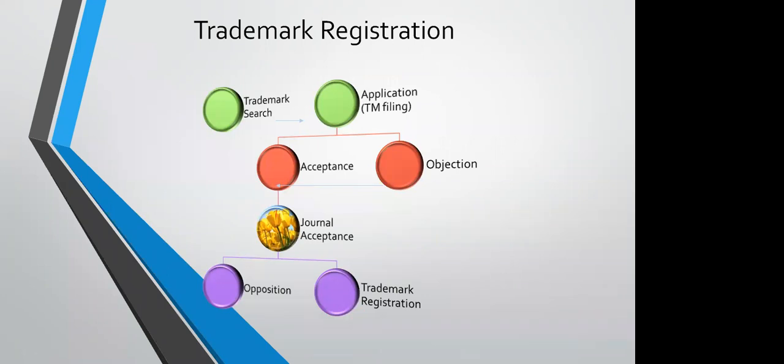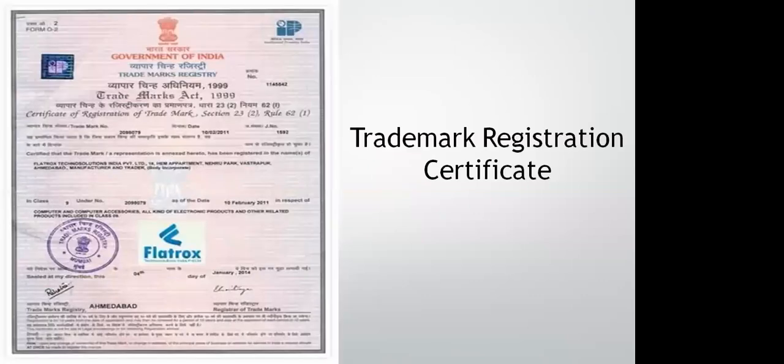Trademark registration process. Initially, you have to search your trademark. After that, you have to file your trademark application. Either it is accepted or rejected. It depends on your brand names. After acceptance, your trademark will be published at the trademark journal for further process. This is the copy of the trademark registration certificate.